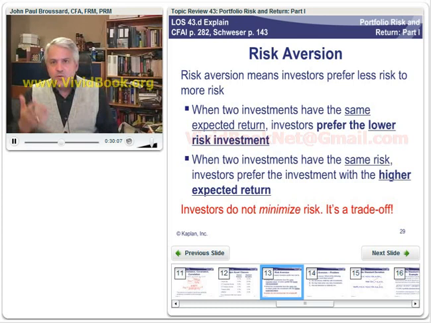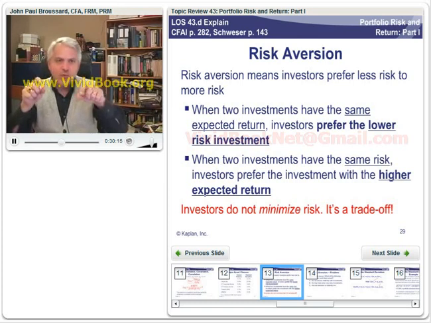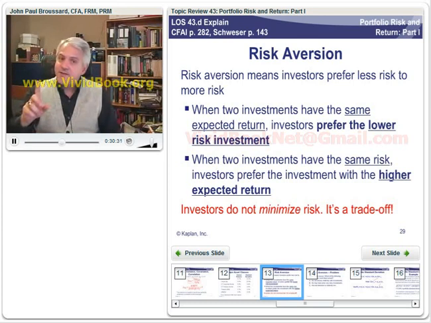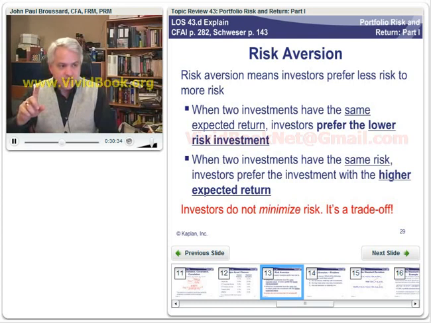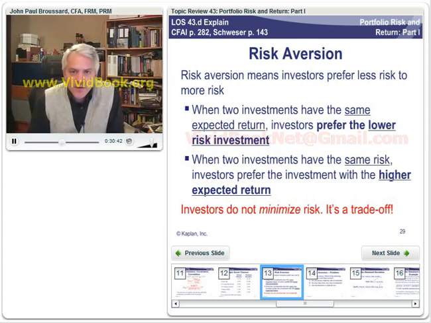And if we have a choice between two investments that generate the same return, or the same goodness, we'll go with the one that has the least risk. The reason for that is that we're risk averse. We would prefer to get things without taking unnecessary risk. That does not mean that investors who are risk averse minimize risk. What it means is that you have to understand the trade-off between risk and return.